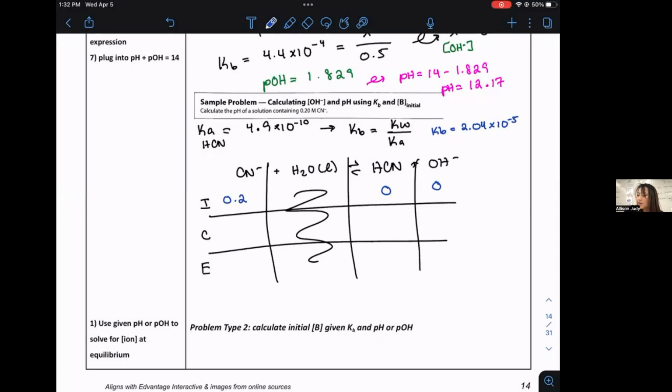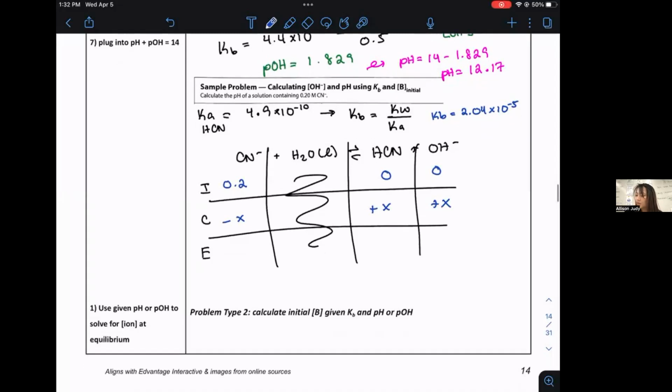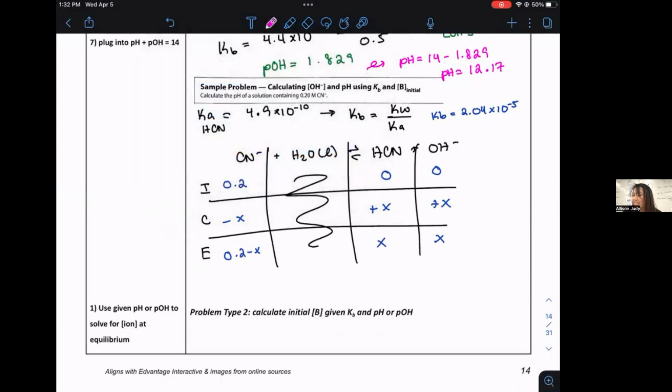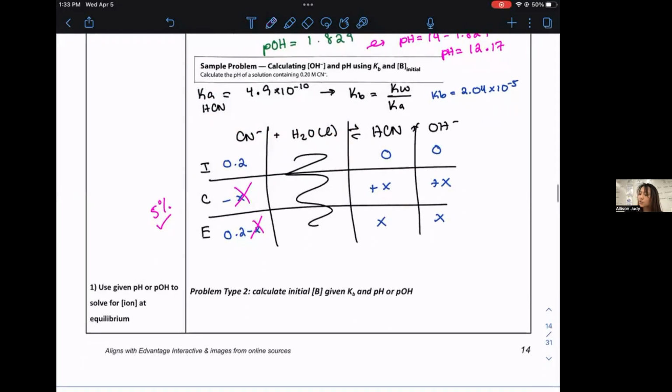And then my change is negative X, positive X, positive X. Stoichiometrically speaking, I have a certain amount of change. And so then my equilibrium concentration is 0.2 minus X, X, and X. Now here I see that my initial concentration is definitely 1,000 times greater than my KB. So I'm going to apply the negligibility rule. 5% ionization, check.